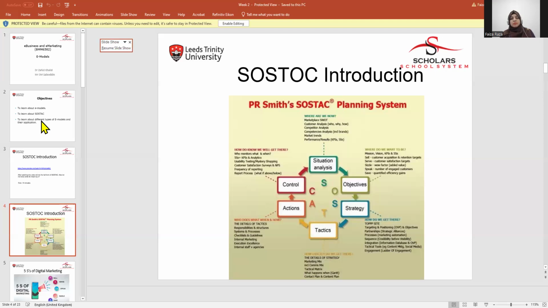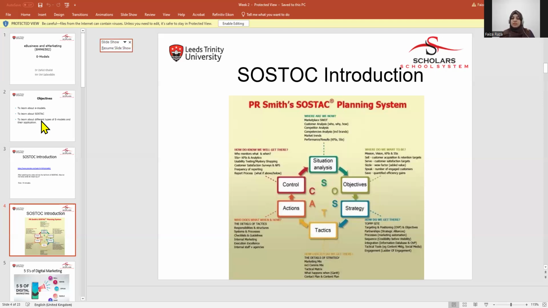Then going to S again, which is strategy. How do we get there? Which is basically top-side targeting and positioning, objectives, and then partnerships we have to cover, then processes, sequence, integration, tactical tools, and engagement.